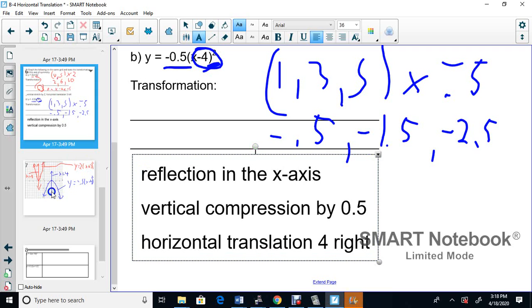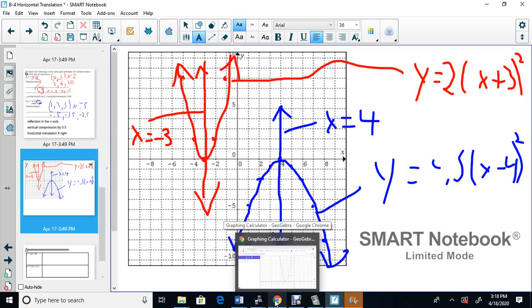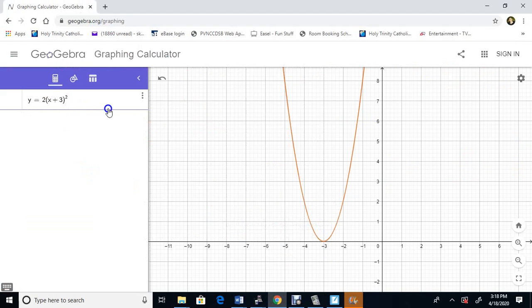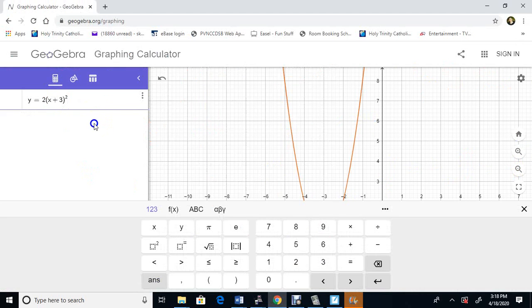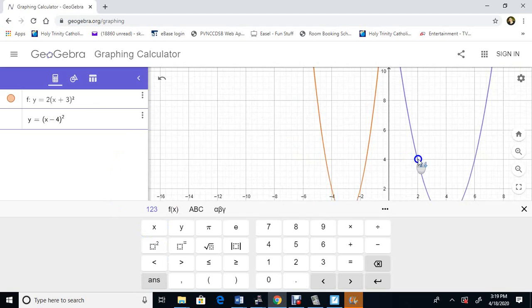So let's take a look over here. It went 1, 2, 3, 4 right. And then it got compressed and it opens down, or we say reflection in the x-axis. Okay, let's plot this on the graph over here. Let's put it here, see if we got it right. So I'm just going to type it right here on the next line. y equals, and I'll start the bracket, x minus 4, to the power of 2. And there it is.